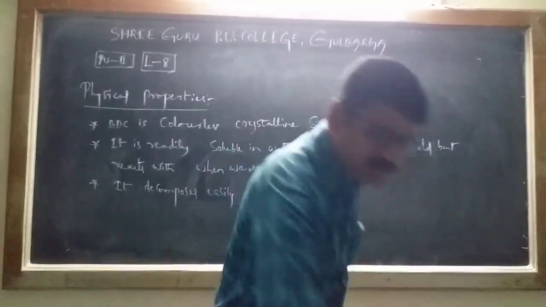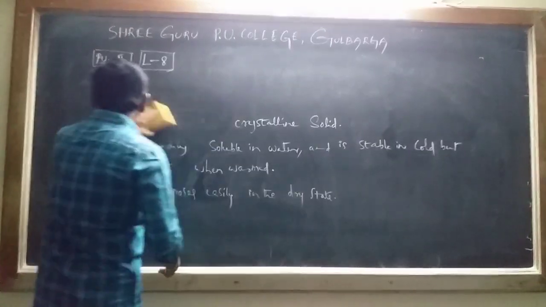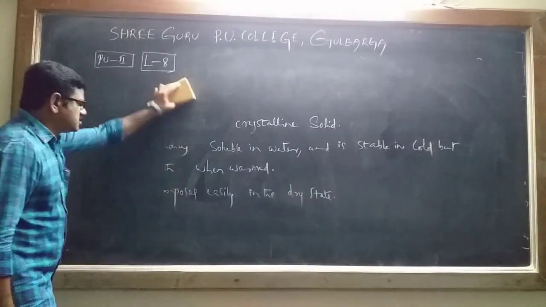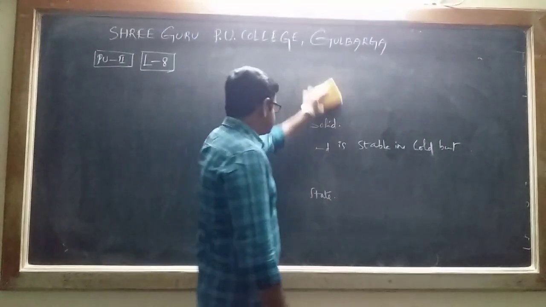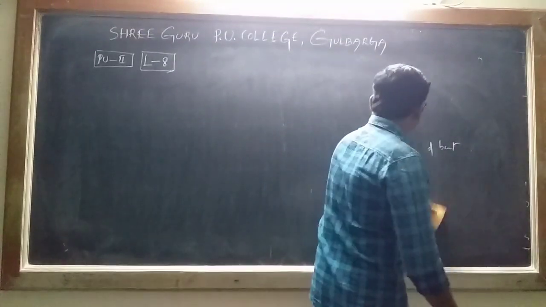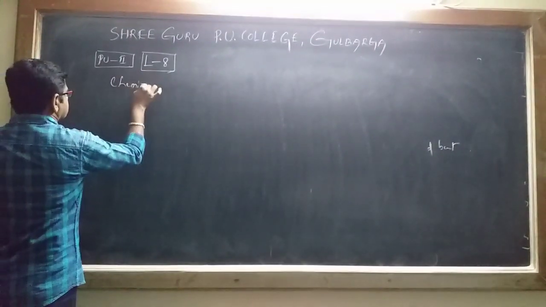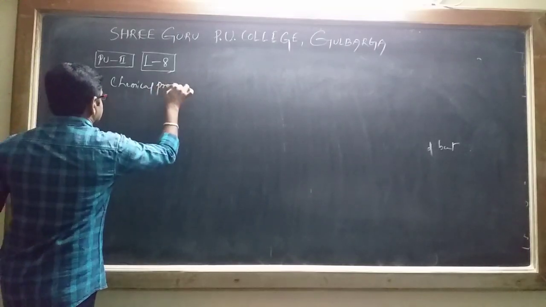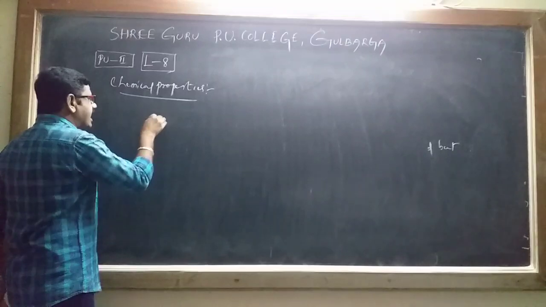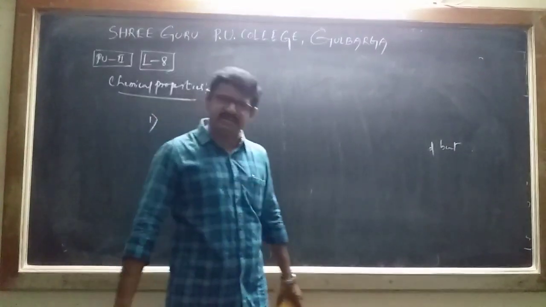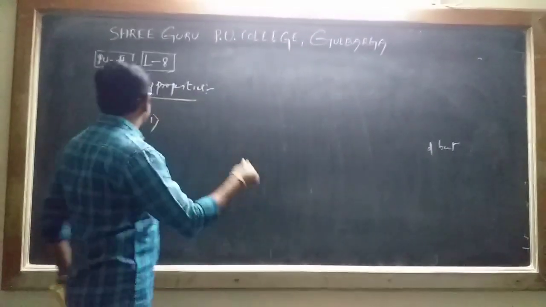Then we'll enter into the chemical properties of benzene diazonium chloride. Let's see how many types of chemical properties there are. Mainly we will have two types of chemical properties for these diazonium salts. Number one is like this.